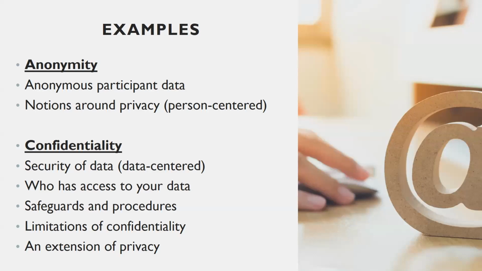So some examples that I have are anonymity, right? Or is your participant data anonymous? Notions around privacy, that's person-centered, versus confidentiality, that's data-centered. So where you're storing your data, who has access to your data, safeguards and procedures, limitations of confidentiality. It's okay if you have to tell your participants, I can't guarantee that your data is going to stay confidential, but they need to know where it's stored. They need to know those terms of use. Is the cloud that you're using, is the software that you're using based in Europe, based in the UK? What are their rules, right?